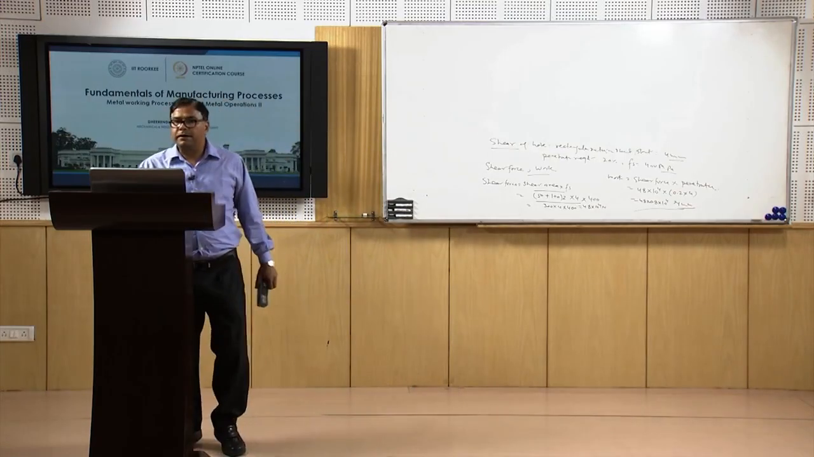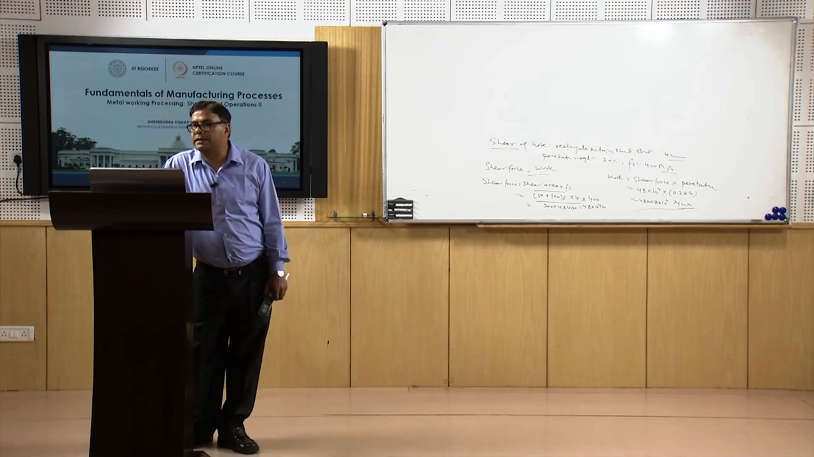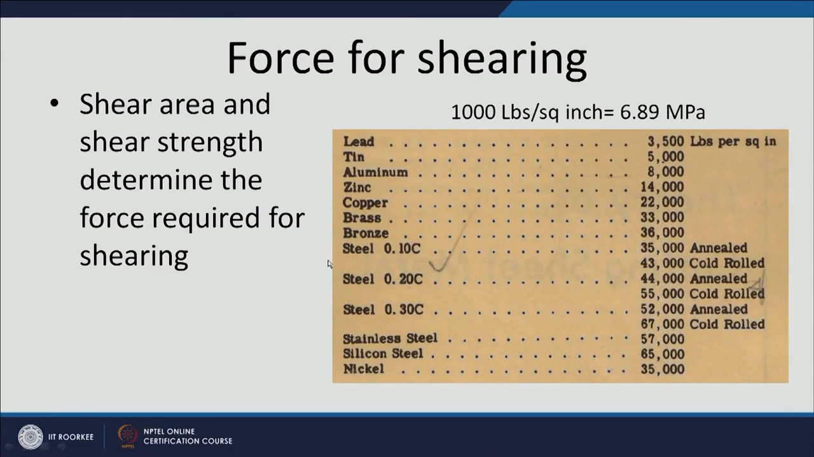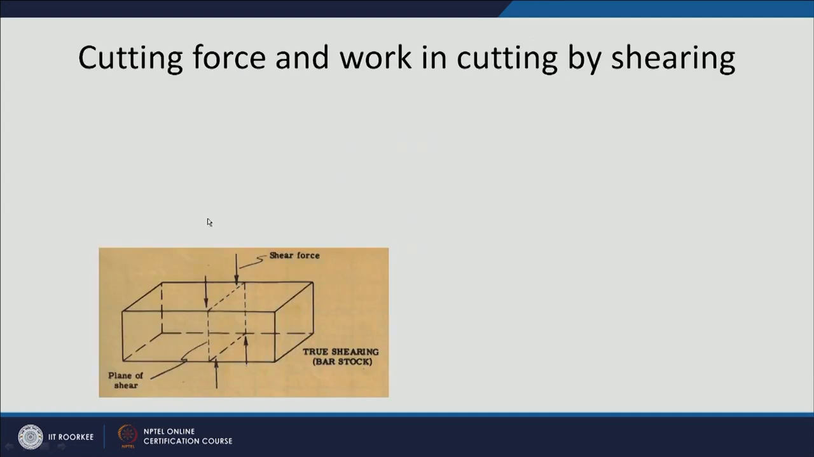Now we will see what has been shown with the help of the diagrams. We know that the shear strength of the different metals is well established. For lead it is 3500 lbs per square inch, for aluminium it is 8000 lbs per square inch, and this can be converted into MPa. Likewise, different metals have different shear strengths, which can be used for calculating the shear force. The shear area and shear strength are used to determine the force required for shearing.